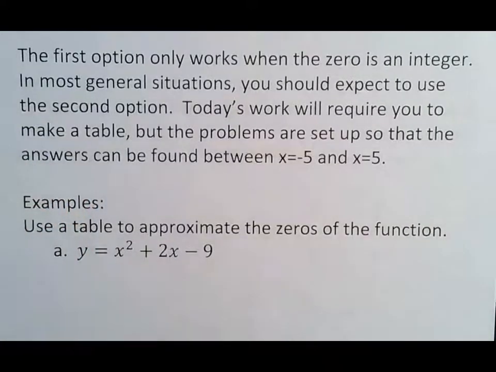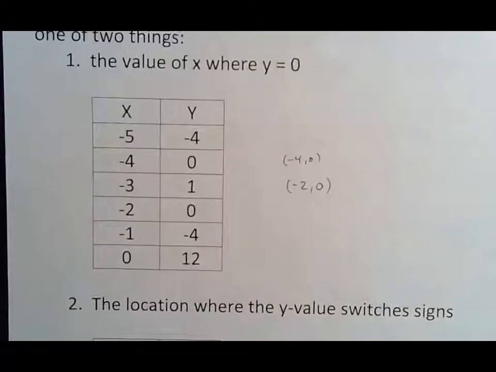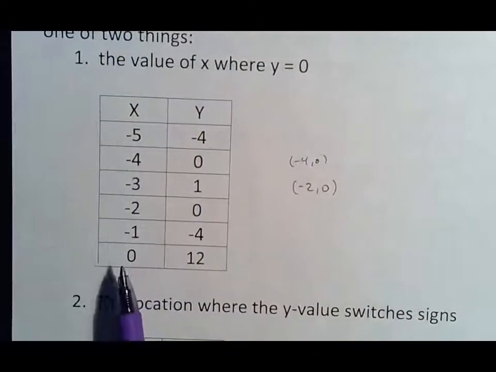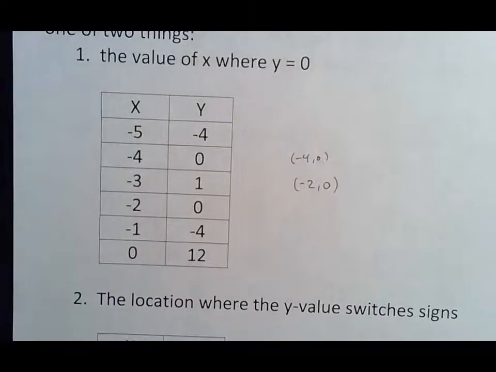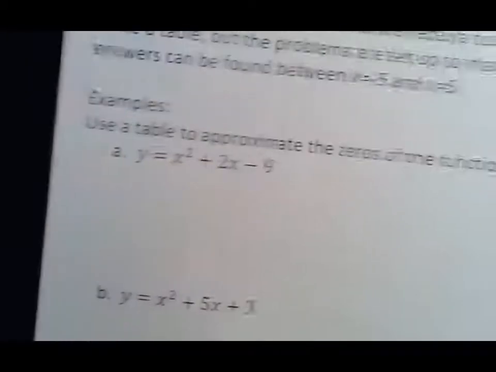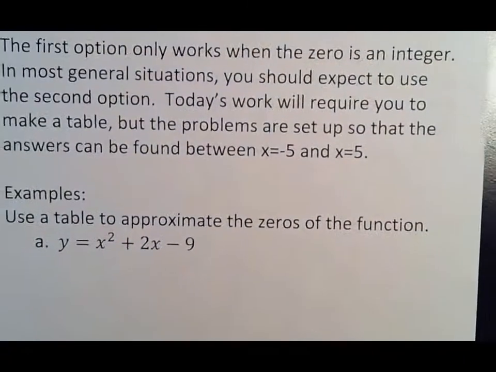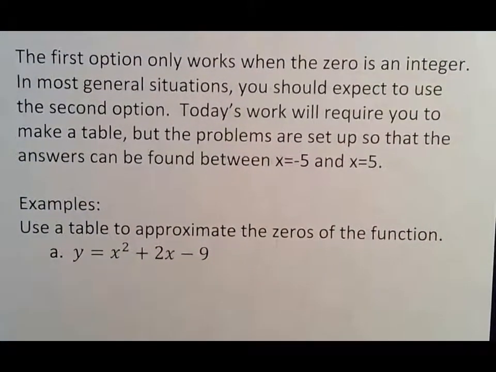So the first option works only when the zero is an integer, which means negative 4 and negative 2 are solutions, but in the other ones they're not. It's going to be a decimal somewhere between those things. Today's work, in most general situations, you expect to use the second option.